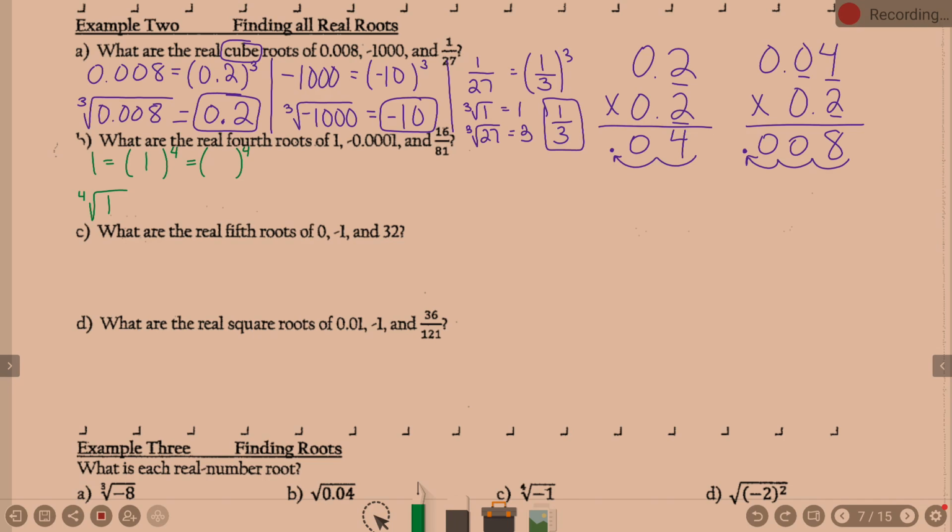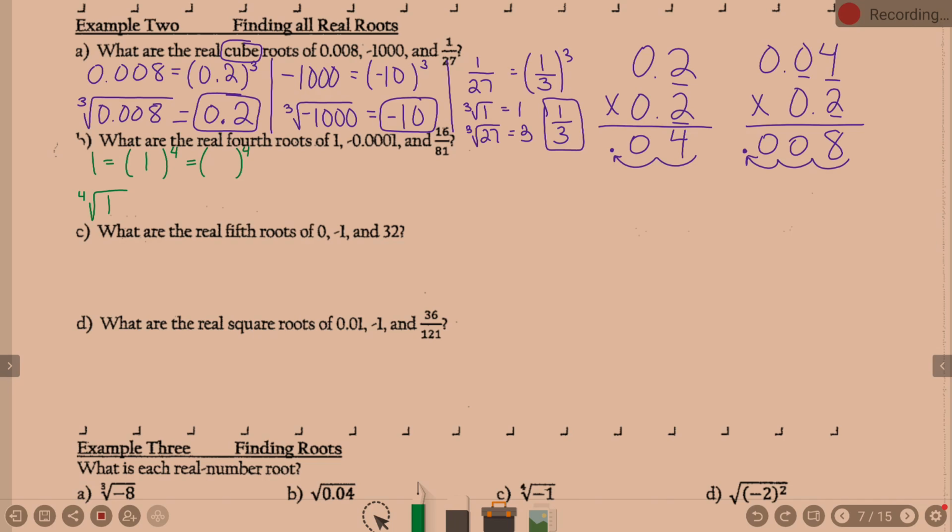Now, one more here, and that is the fourth root of 16 over 81. Again, don't stress yourself and say fractions, I can't do it. It's not a fraction. You're imagining things, okay? It's 2 numbers.